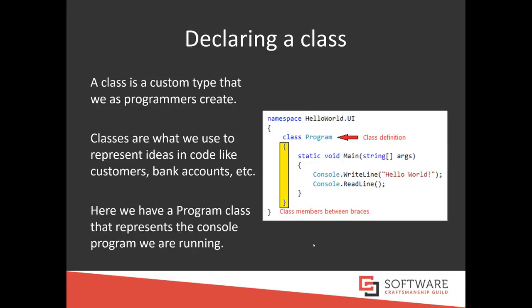In this case, for our Hello World application, Visual Studio created a class called Program, which represents the program that we are running in the console. Again, we see another set of curly braces. This code block contains what we call the class members. So there is a method called main that exists inside the class program. Main belongs to program because it is contained within it.